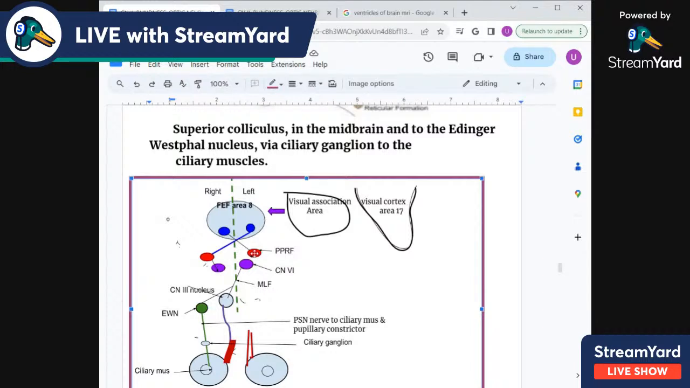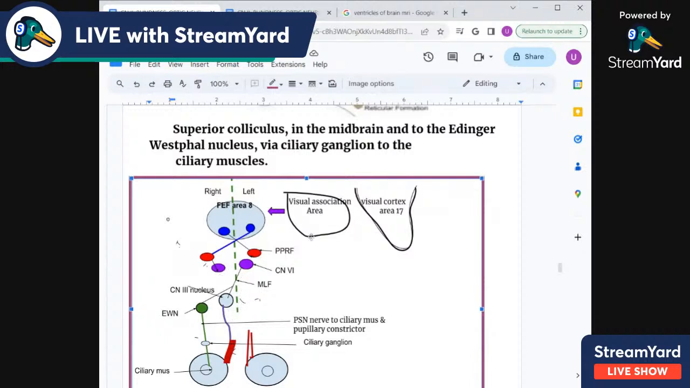And then this PPRF is connected to the ipsilateral CN6 nucleus, the abducens nucleus. Then this abducens nucleus is contralaterally connected to the oculomotor nucleus that supplies the medial rectus through the medial longitudinal fasciculus to the opposite side. So this frontal eye field here on the right side is controlling indirectly the right side of the oculomotor nucleus that supplies the medial rectus. So this is a little complicated connection, but important to know.